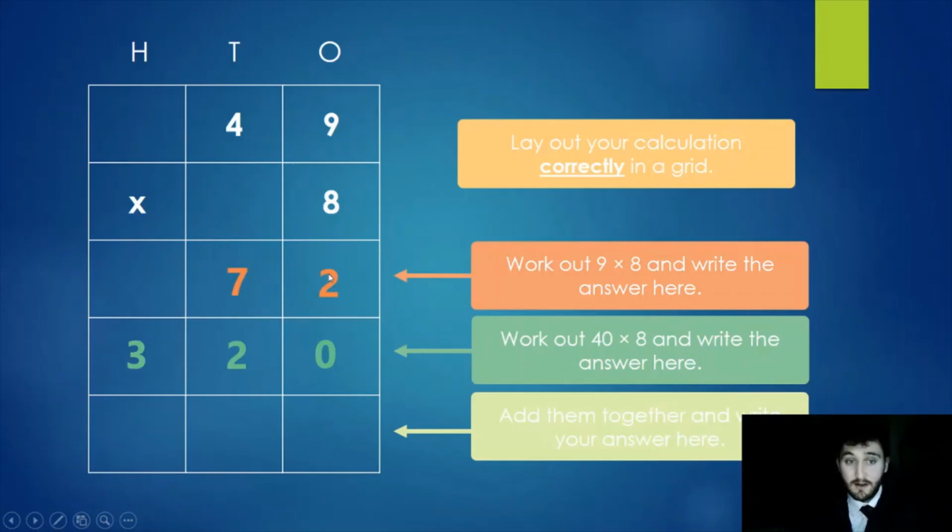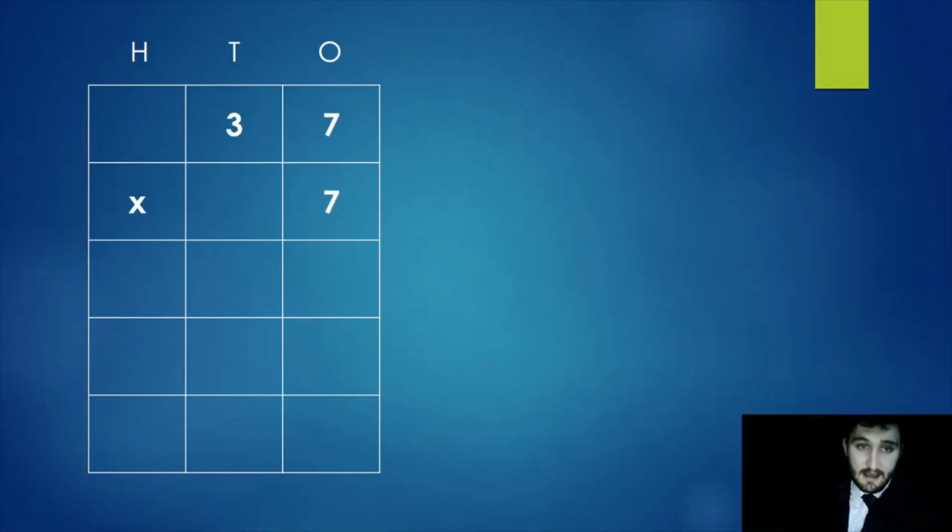So in my ones column, 2 add nothing is 2. 7 tens add 2 tens is 9. And then 0 hundreds add 300s is 300s. Well done if you got that one right.